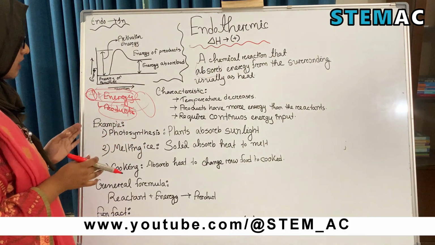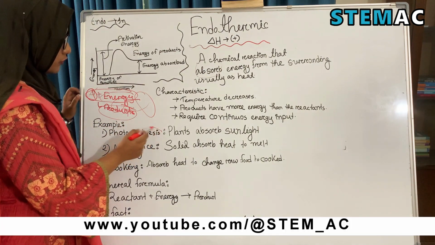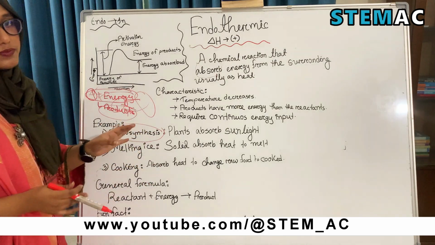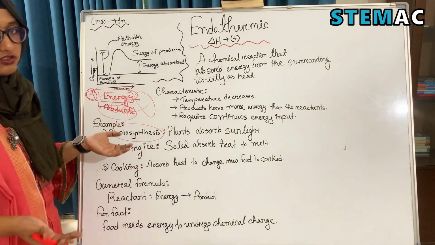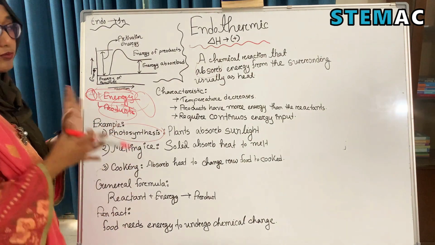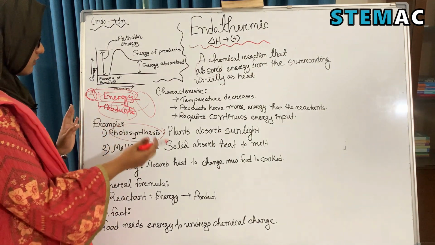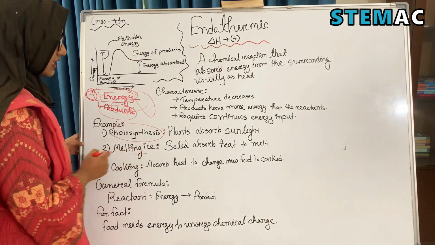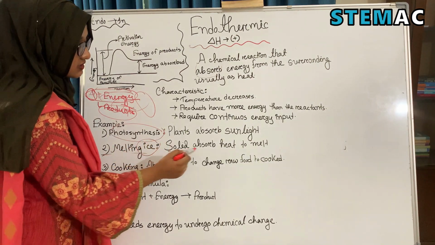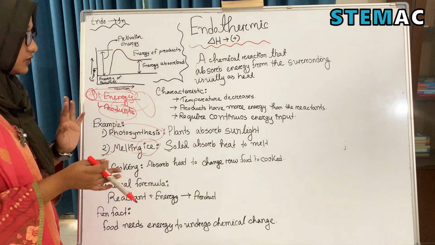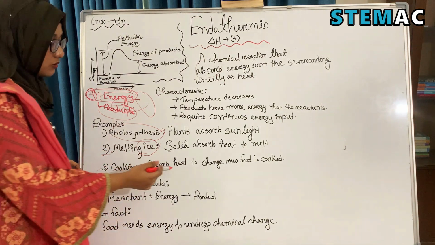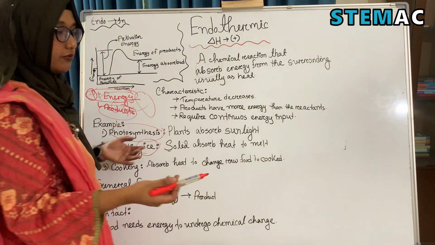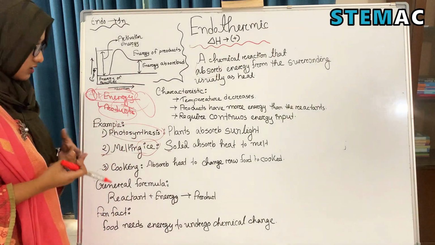For example, photosynthesis: plants absorb sunlight to produce food for themselves. So in that endothermic reaction, the products are produced for the plants. Melting ice: solids absorb heat to melt and turn into liquid. So in that case endothermic reaction happens. Cooking: food absorbs heat to change raw food to cooked food for our consumption.